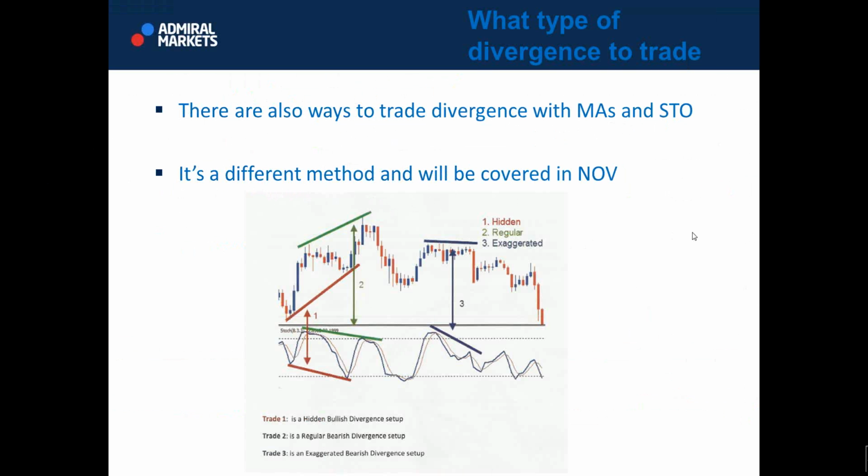In this example, we can see the first is a hidden bullish divergence setup. The second, number 2, is the regular bearish divergence, and the third, number 3, is an exaggerated bearish divergence setup. So you can basically see that all of these setups have happened on the same chart. So hidden bull, then regular bear, and exaggerated reverse bearish divergence.